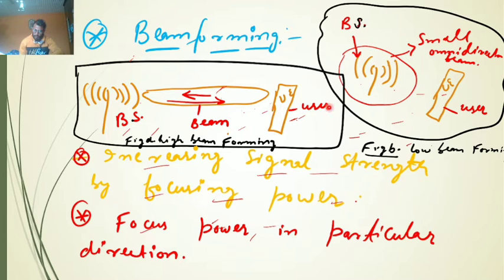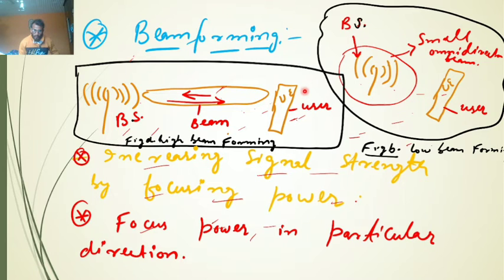And figure B is low beamforming. This is the base station with omnidirectional antennas, and this one is the user. The base station focuses its beam in all directions, the same beam in all directions, so less power is focused on this user. So we can easily say that this is low beamforming. This is the difference between high beamforming and low beamforming.